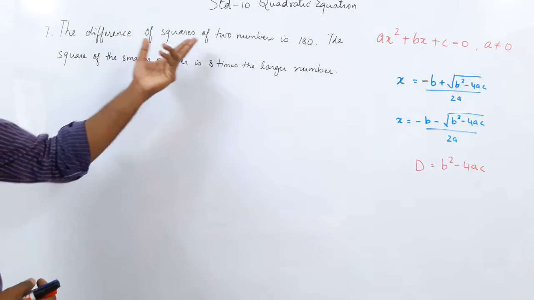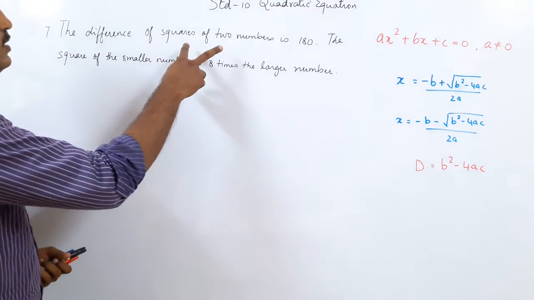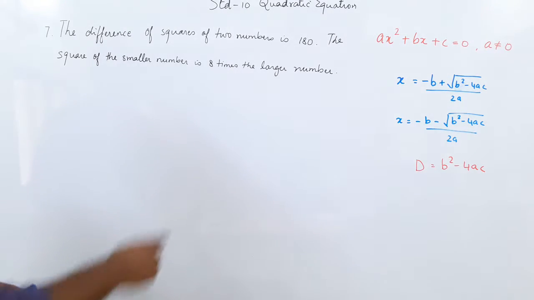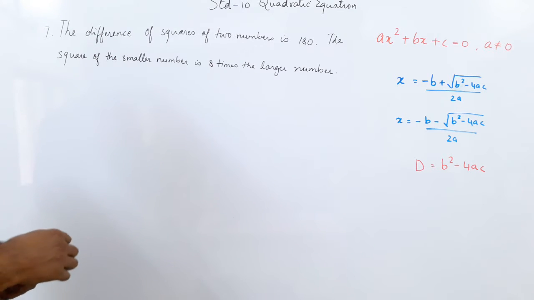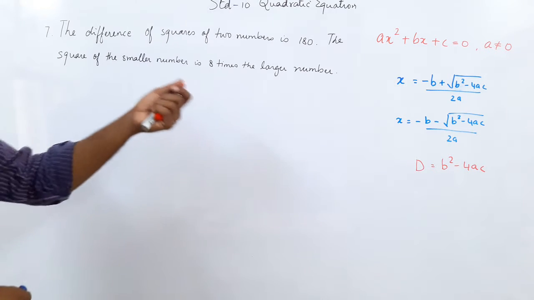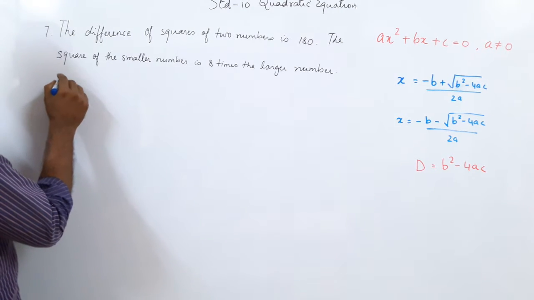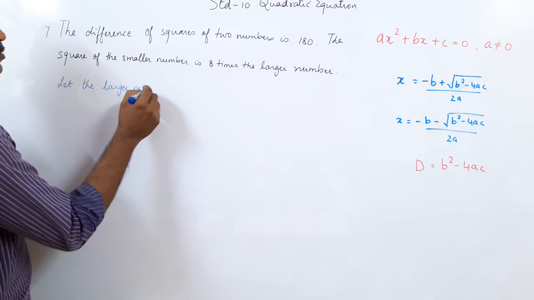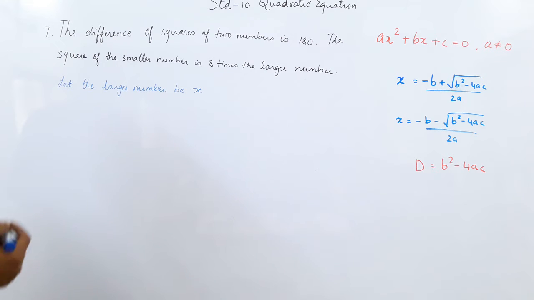Or should I take the difference is given 180. So you can initially understand here, two numbers are there, the difference of whose squares is 180. One is a smaller number and one is a larger number. Now based on the second statement, you will have to first decide which number I should take x. So you can try the smaller number, try to make an equation, try the larger number, try to make an equation, your wish. So I am going to take, let the larger number be x. So the larger number is x.